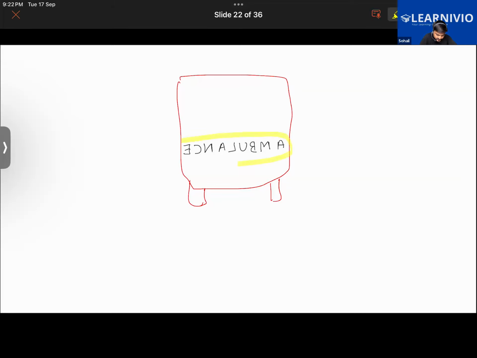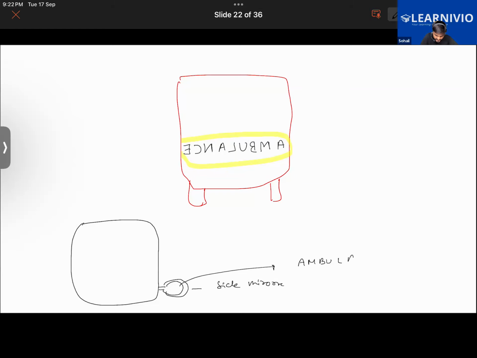But say that there's a car that passes in front of this ambulance, and it has a rear view mirror, a side mirror, and also the front mirror. So in the side mirror, this will be written correctly, and it will be spelled in the proper manner. Getting it, guys? Like AMBULANCE. So there it will be spelled correctly. It will be spelled like this: AMBULANCE. Got this thing, guys?